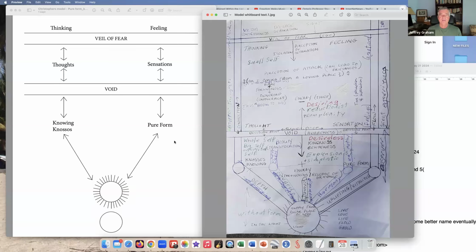And is that where this pure form comes from? When something's created, it has pure intent, pure intention, in its originally created form.